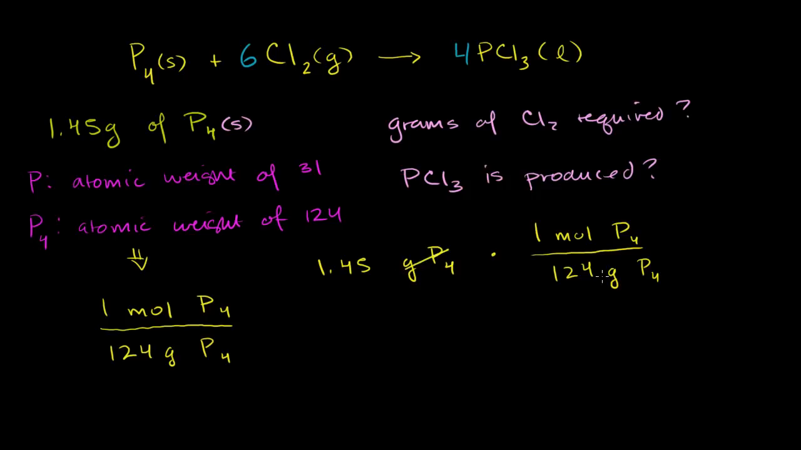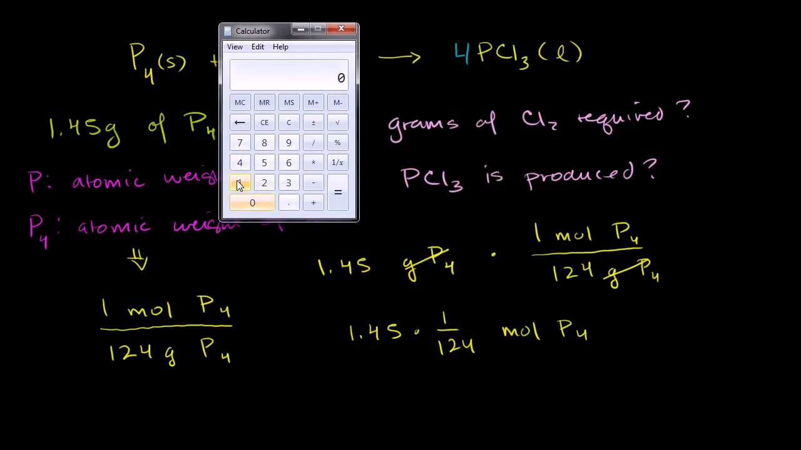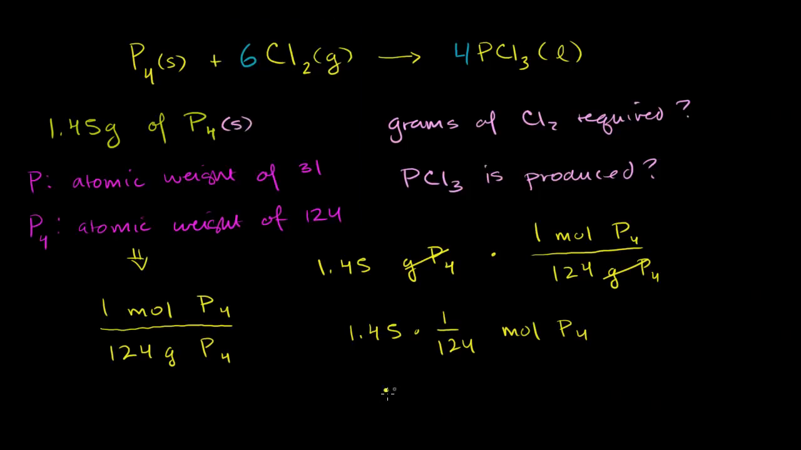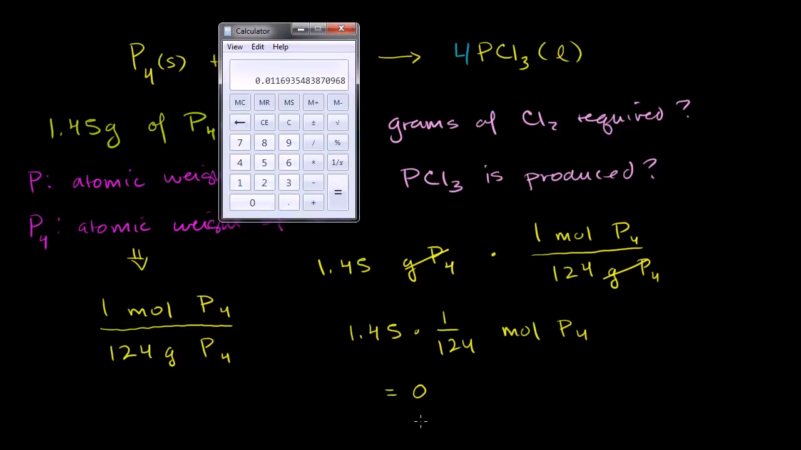The grams of phosphorus cancel, and then we get 1.45 times 1 over 124 moles of molecular phosphorus. And we could figure that out. Let's get our calculator out. It's 1.45 divided by 124, right? That's the same thing as multiplying by 1 over 124. So divided by 124 is equal to 0.0117, roughly. So this is equal to 0.0117.